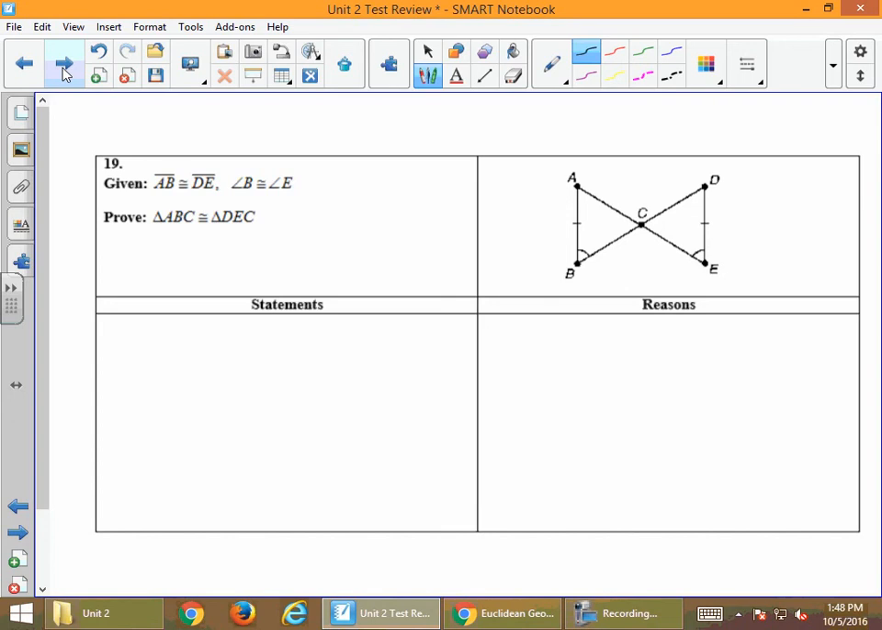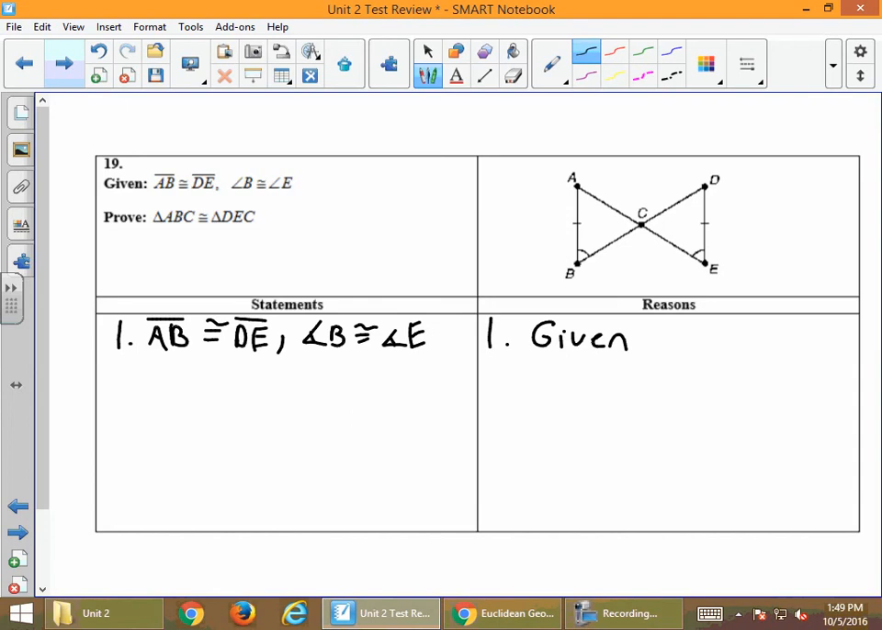Another blank one, but already I look at the picture, I know one of the reasons without doing anything, but I'm still going to follow my process. Do the same exact thing. I'll give you the first one, it's given. What's going to be my number 1 statement? AB, fantastic, is congruent to DE. And I also know what? Angle B is congruent to angle E. Nice.